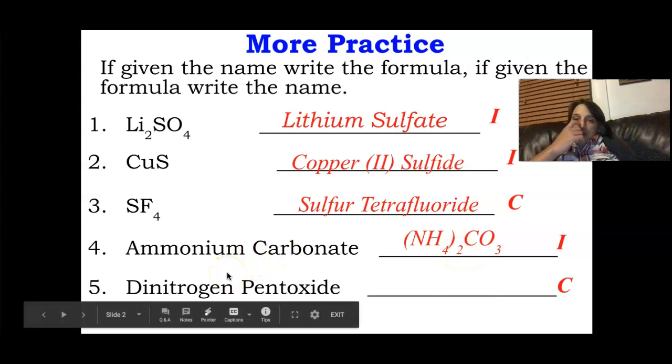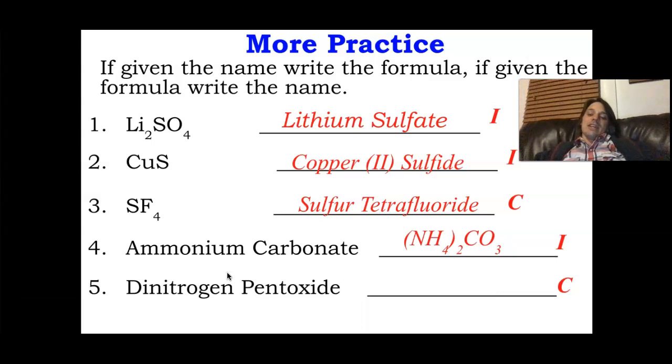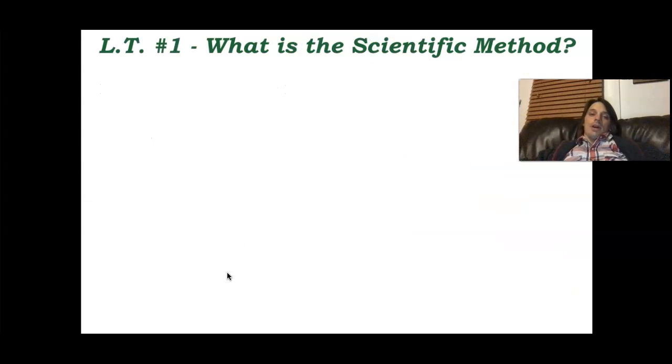Number 5, it's covalent. So I can just look at my prefixes to write my formula. Dinitrogen pentoxide. Okay? All right.